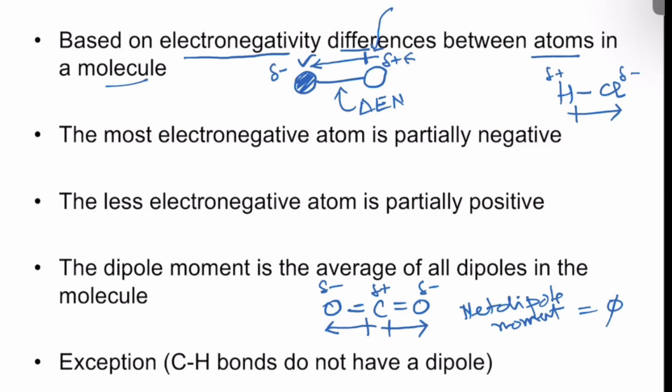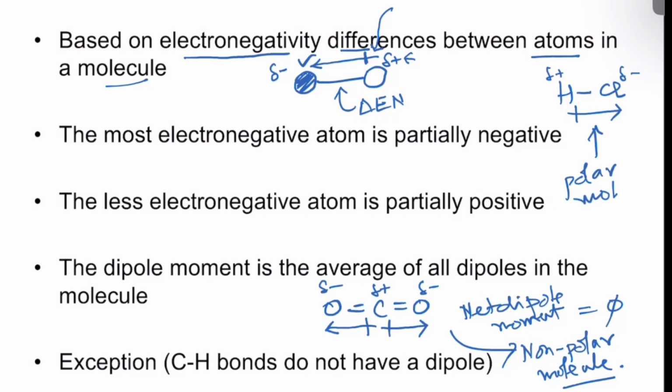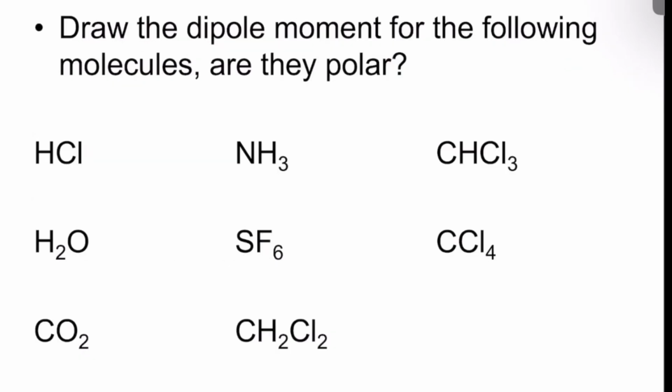As a result of that, this molecule is called a non-polar molecule. By contrast, this molecule is a polar molecule. Let's take a look at some examples. We already did HCl. Let's go ahead and do NH3. Now remember, to be able to predict the dipole, you need to be able to draw the molecule out first.